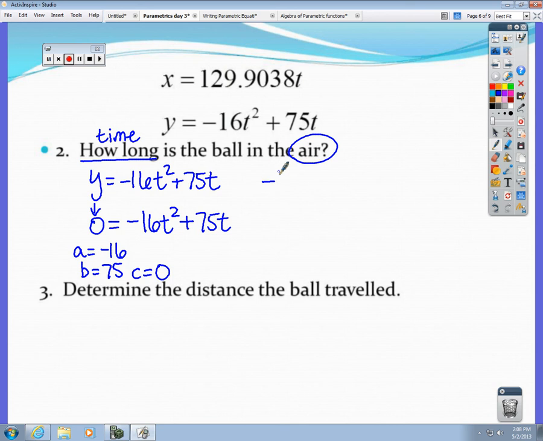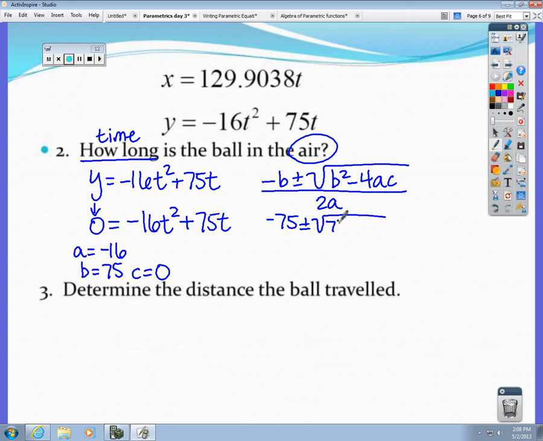Our quadratic formula: opposite of B, plus or minus the square root of B squared minus 4AC, all over 2A. So let's substitute our numbers in. We'll have -75 plus or minus the square root of 75 squared minus 4 times -16 times 0, all over 2 times -16.